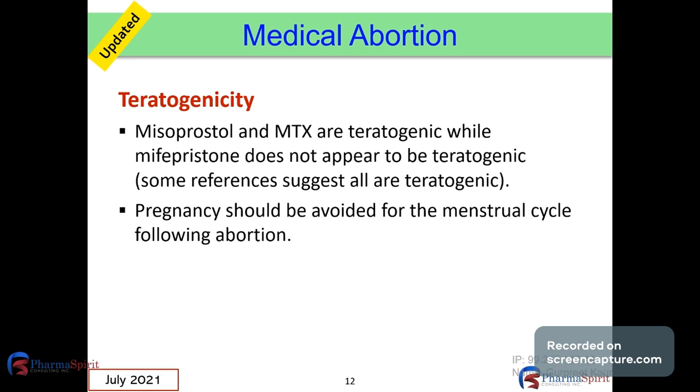The second reason why we worry about teratogenicity, even though we are talking about medical abortion, is because of the possibility that the female can get pregnant again shortly after taking these teratogenic medications. And that's why it is important to counsel the female who will undergo medical abortion to avoid pregnancy during the menstrual cycle immediately following abortion.